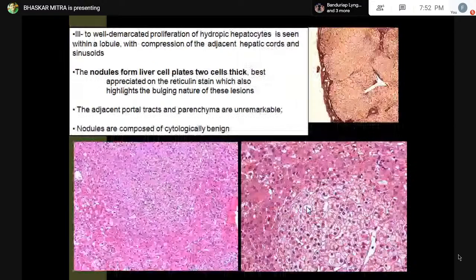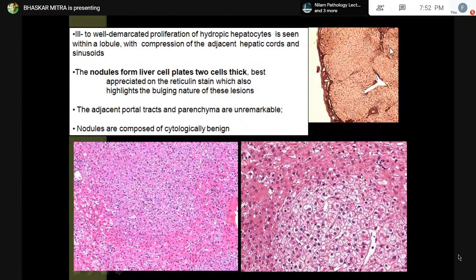Now sometimes the fibrosis is prominent in the portal tracts, but sometimes there may be ill- to well-demarcated proliferation of hydropic hepatocytes within the lobules. This is the nest of hydropic hepatocytes within the lobule that compresses the adjacent hepatic cords and sinusoids. Again, on the reticulin stain, it can be 2 cell layers thick.